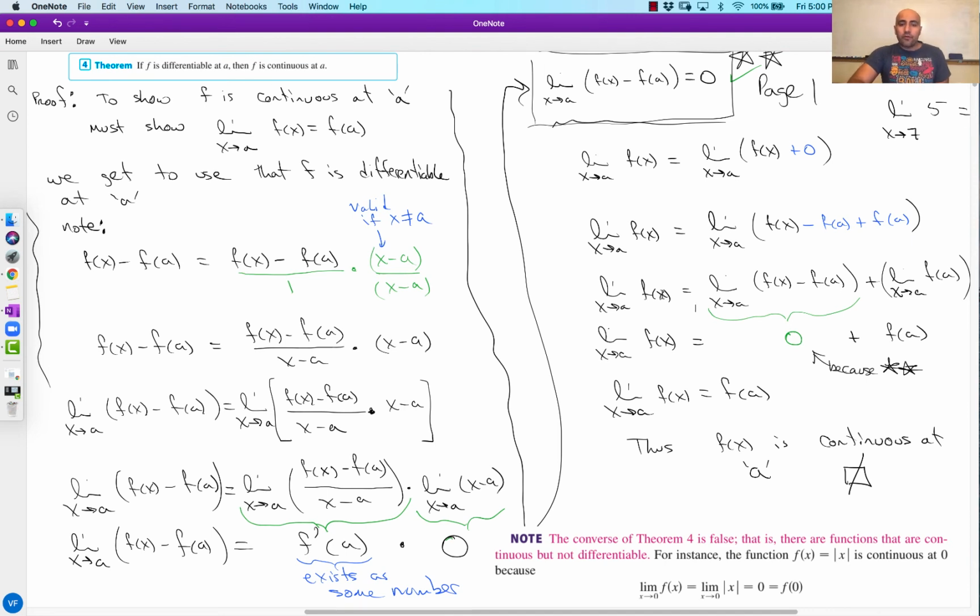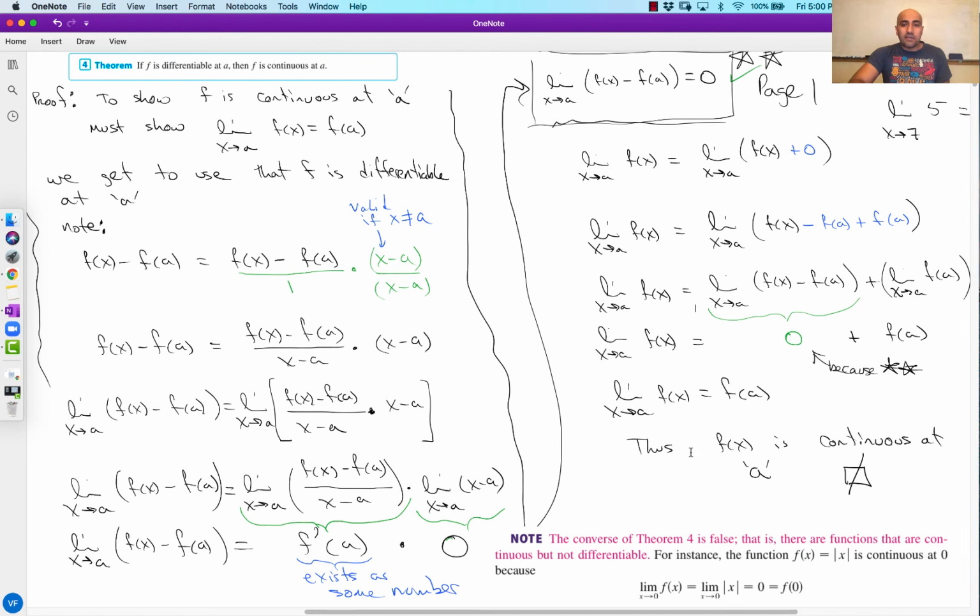Okay, very important, however. Note that the converse of this is false. It is not true. That is, there are functions that are continuous but are not differentiable. So if we are told a function is differentiable, we can conclude that that function must be continuous. But the reverse is not true. If we are told that a function is continuous, we cannot conclude that the function is differentiable. Okay, so differentiable implies continuous, but continuous does not imply differentiability. If you know something is continuous, it might be differentiable, it might not.